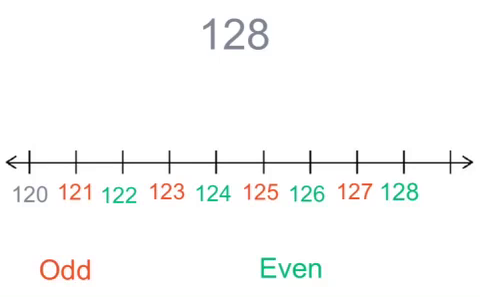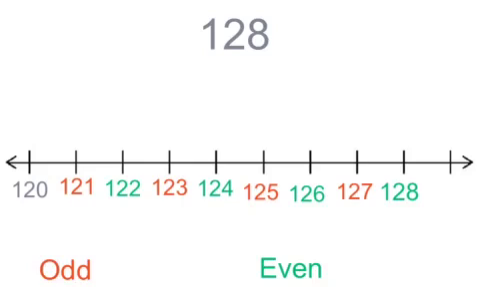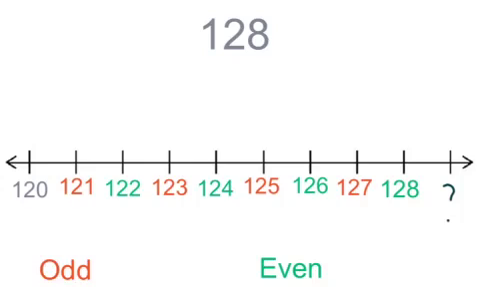Let's go through and count the numbers on our number line. 120, 121, 122, 123, 124, 125, 126, 127, 128. What number will we write tomorrow? I won't tell you till tomorrow, so we'll see if you're right.